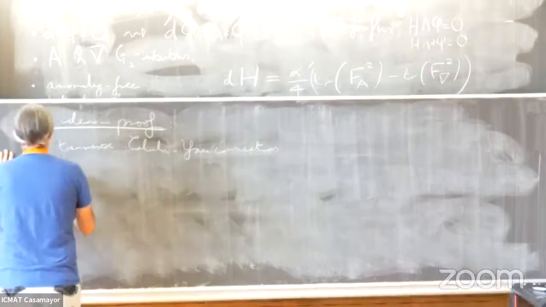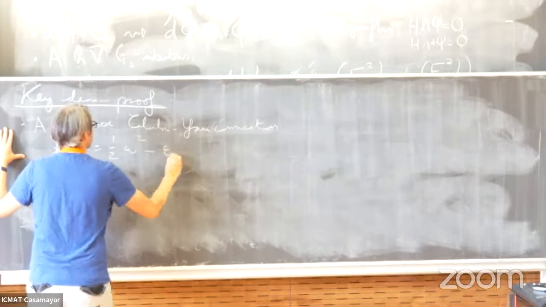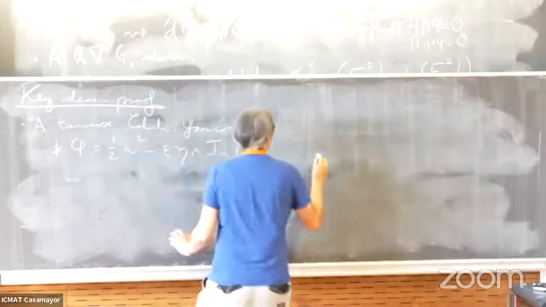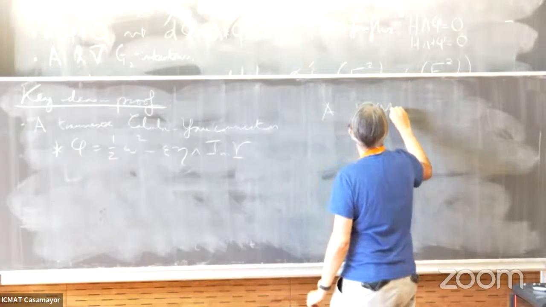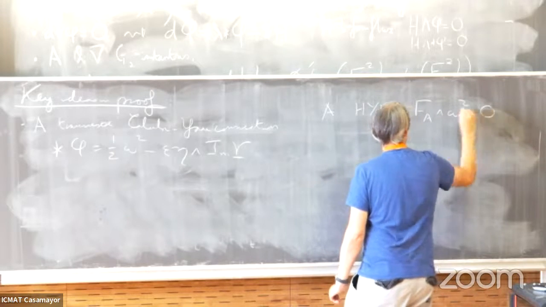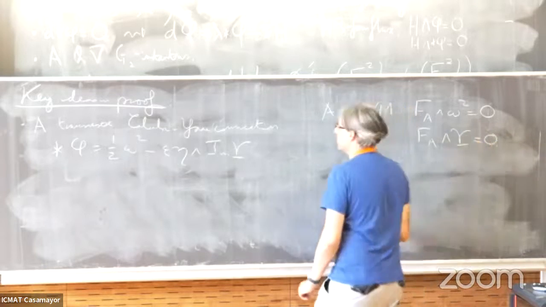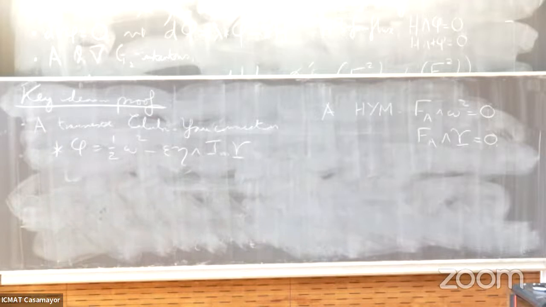Oh, I may as well do it since I'm here. So remember that star phi is a half omega squared plus this. But A is then Hermitian-Yang-Mills. So that means if I look at F_A wedge omega squared, I get 0. And if I look at F_A wedge upsilon, I get 0. And so lo and behold, if I wedge with that, I get 0. So it's a G2 instanton.